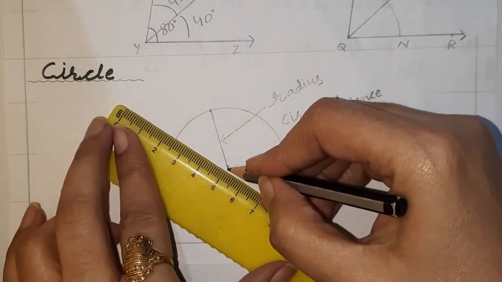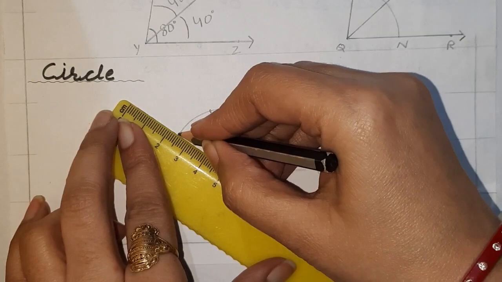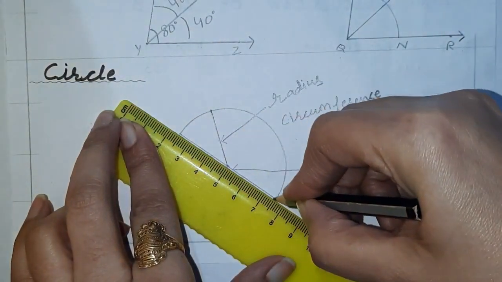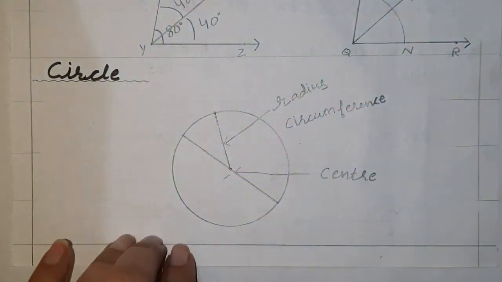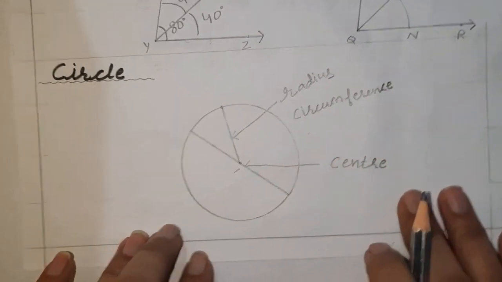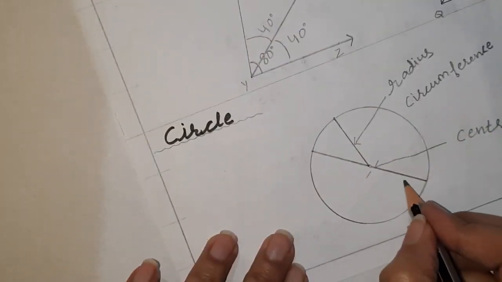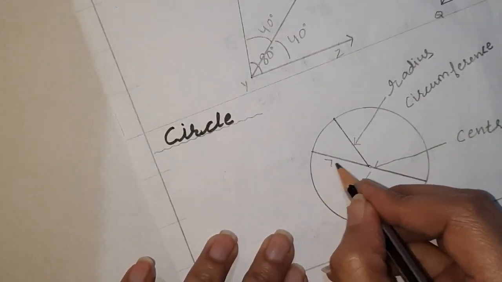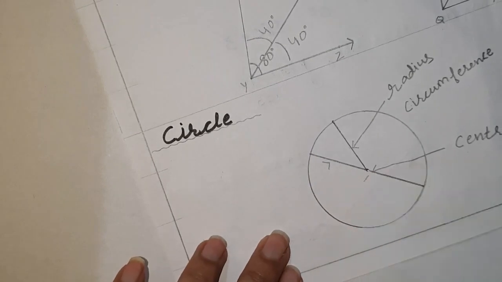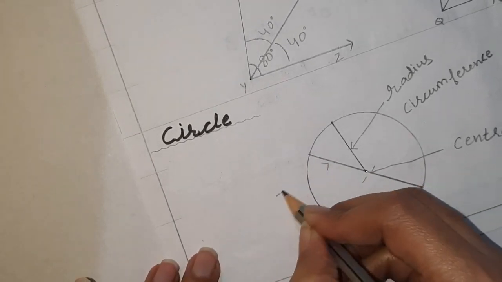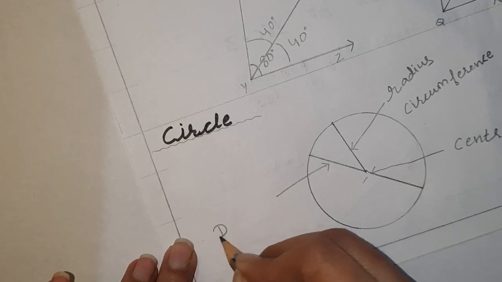And the line segment whose two end points are on the circle, and this line segment should pass through the center, is known as the diameter.